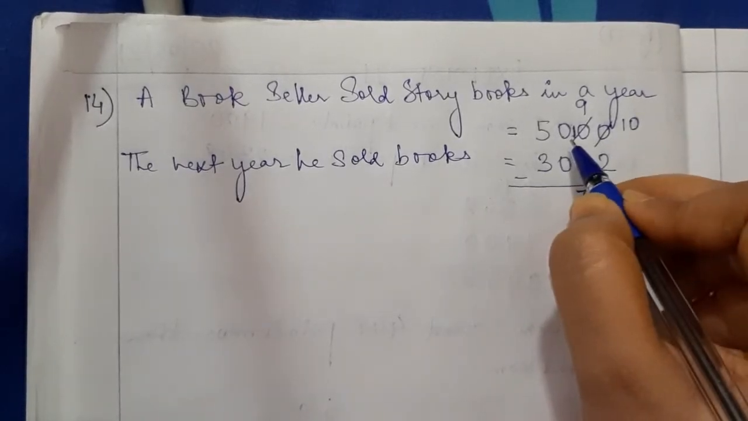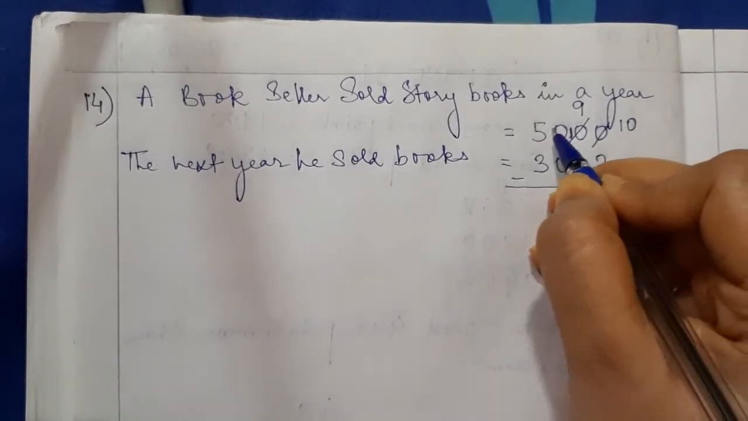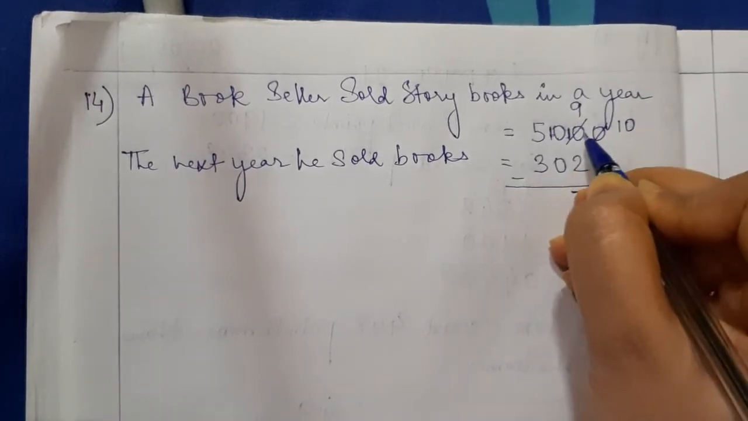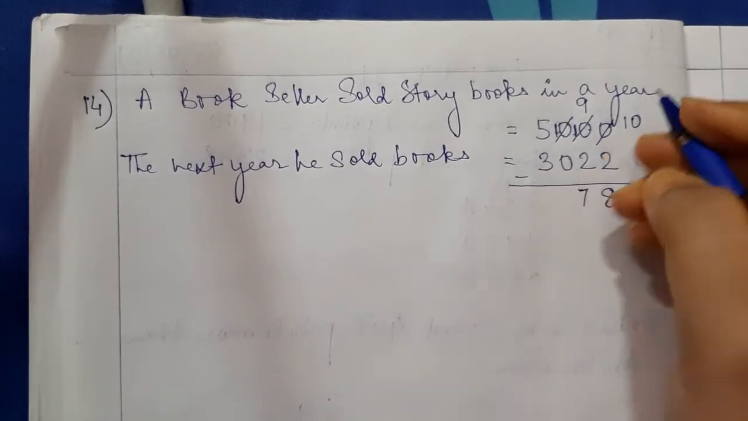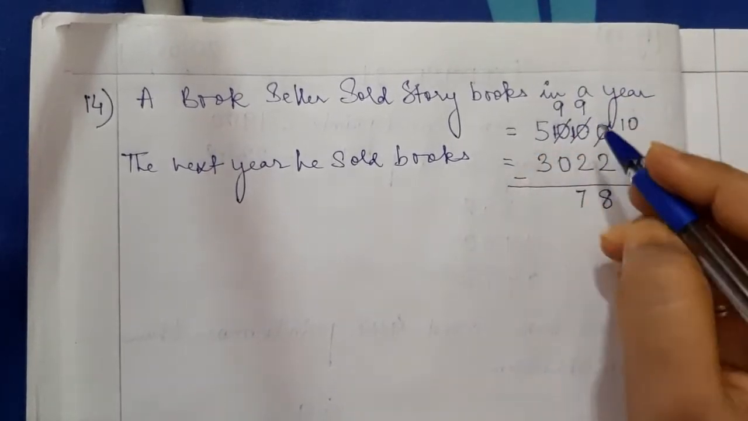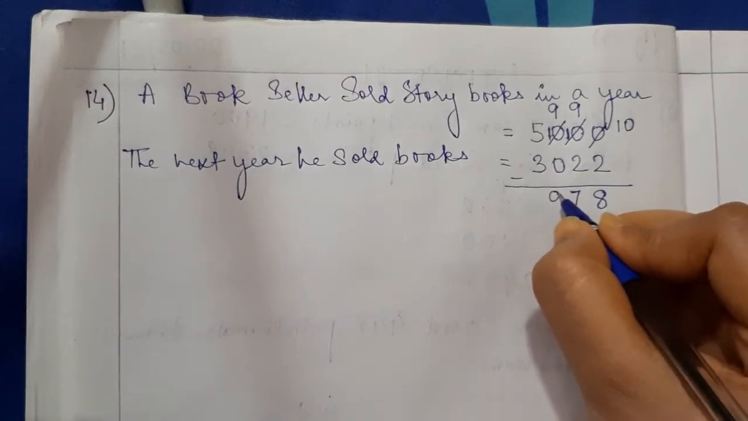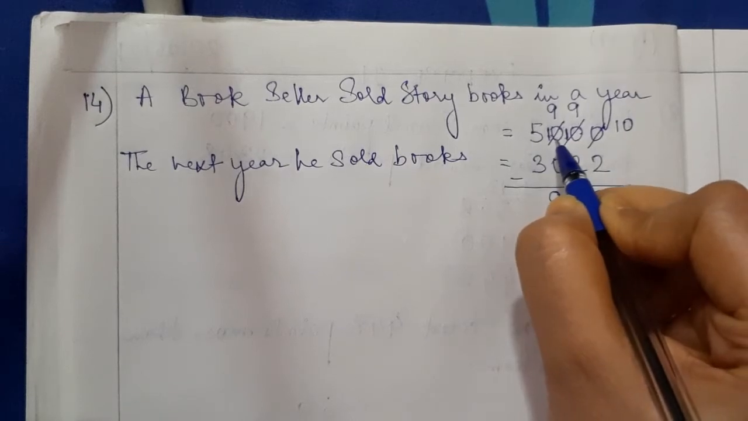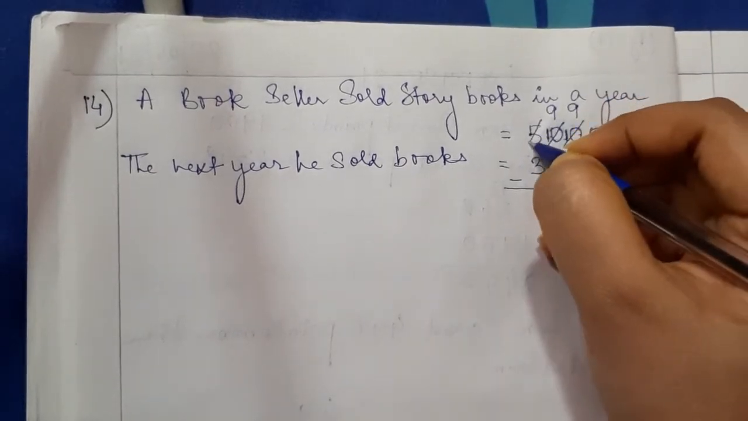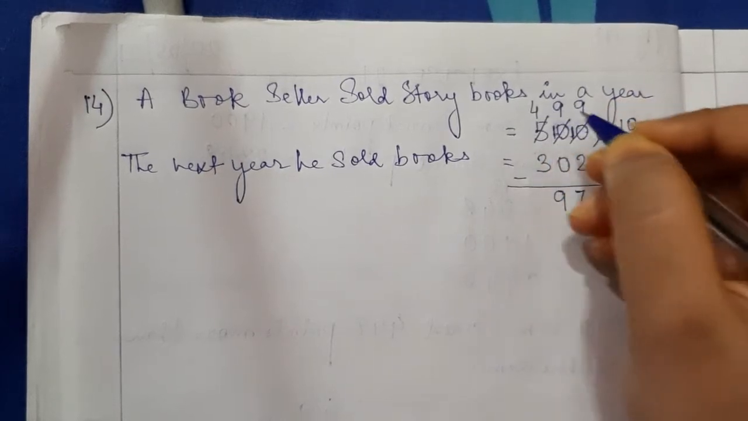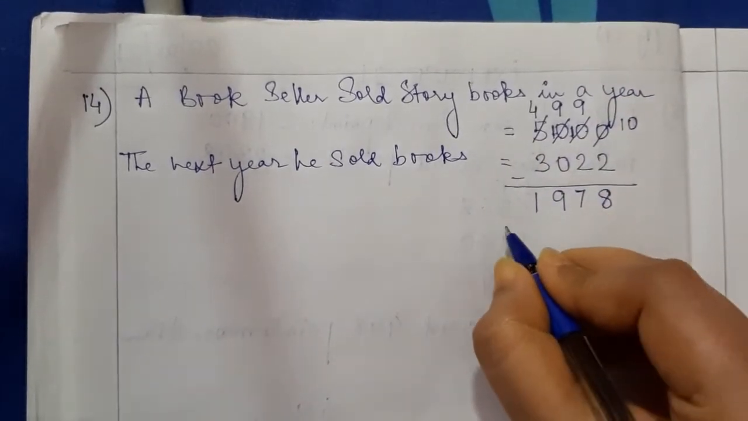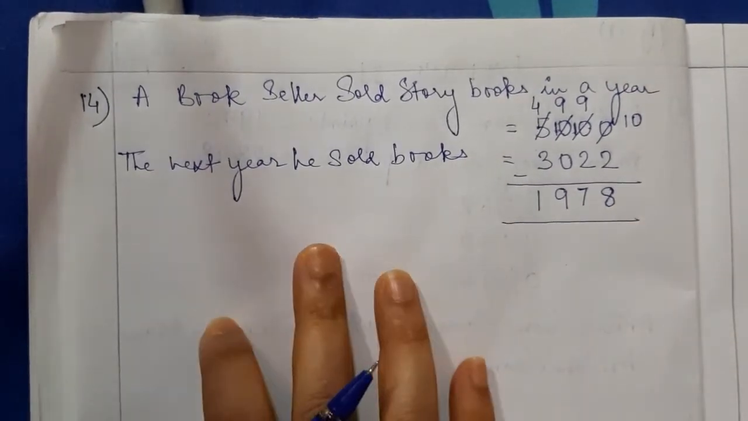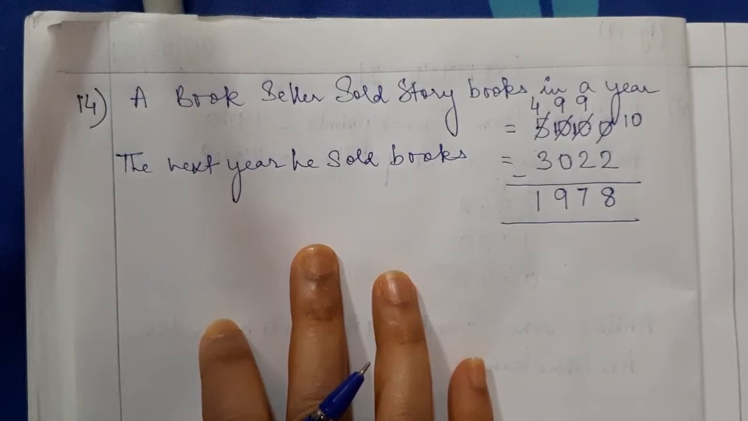Now this is 0, right? We are going to borrow 1 from 5, and since we borrowed 1 from this 10 to this 10, we are going to cut this and we are going to write 9. So 9 minus 0 becomes 9. We borrowed 1 from this 5 and made this 0 10. So we are going to cut this 5 and make it 4. So 4 minus 3 becomes 1. So the answer is 1,978 books the bookseller sold less in the second year.